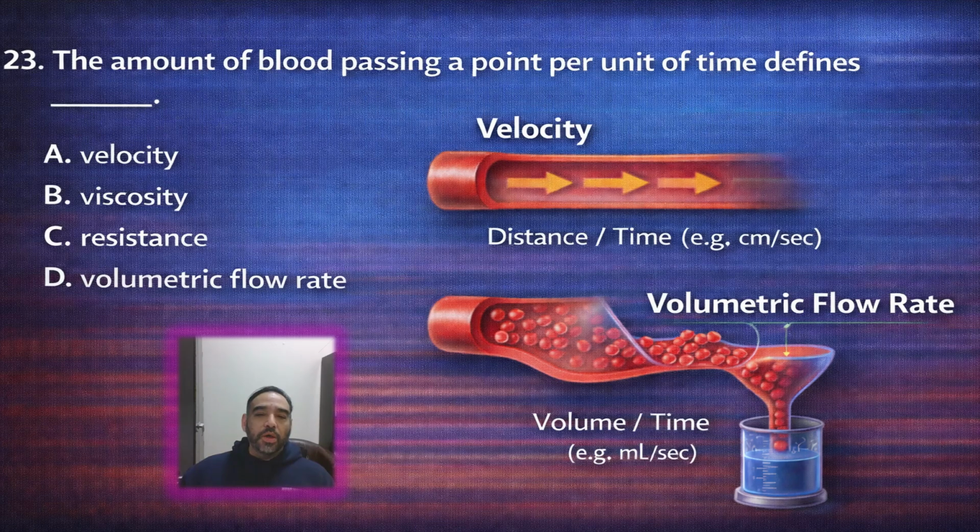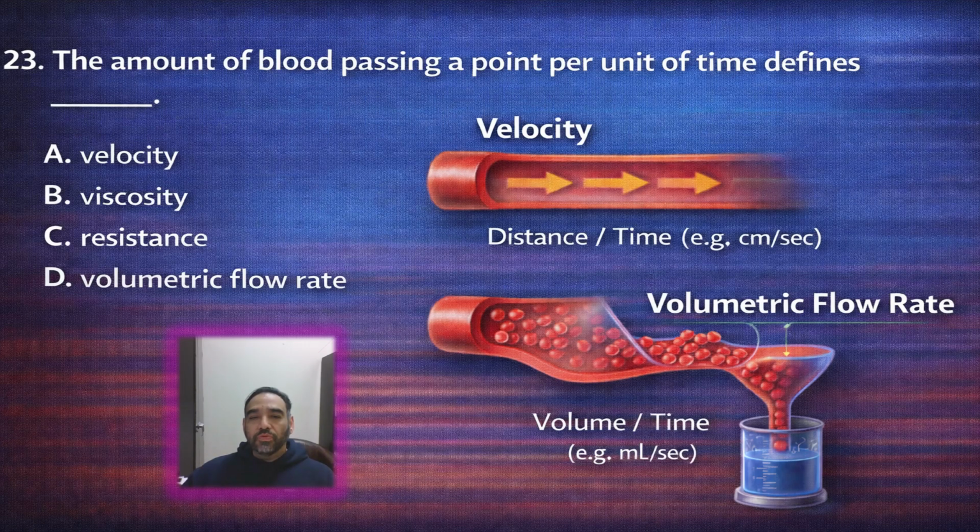And let's talk about why the other answers are wrong. Let's break these down. The first one, A, says velocity. And again, velocity is distance over time, so centimeters per second or meters per second. Velocity tells you how fast red blood cells are moving. Flow tells you how much blood is moving. So it's a big difference. You can have high velocity in a narrow vessel, but low total flow. So velocity does not equal flow.